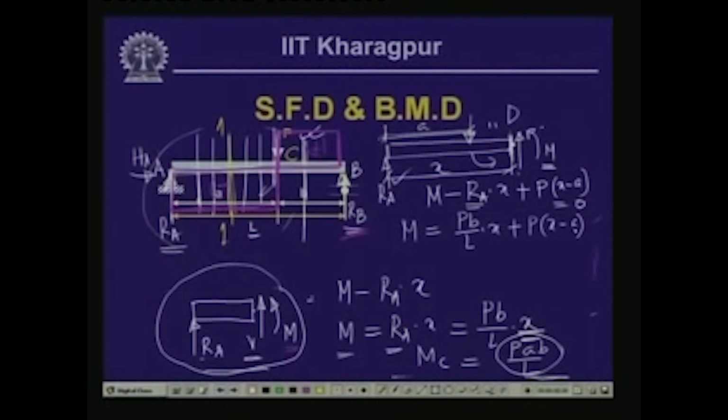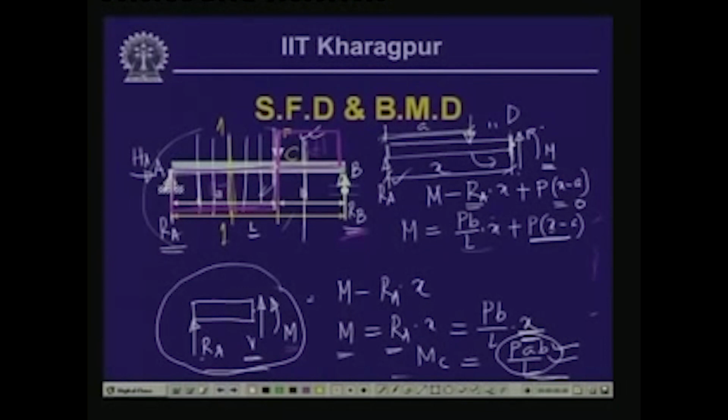Now, here if we substitute the values, this particular expression is valid for x equals A to L. Now, when x is equal to A, this part is equal to 0. So this becomes P b A by L, or P a b by L, which matches with the value of the bending moment over here. So, that means from this side we have computed the value of bending moment over here, which we have got as P a b by L.